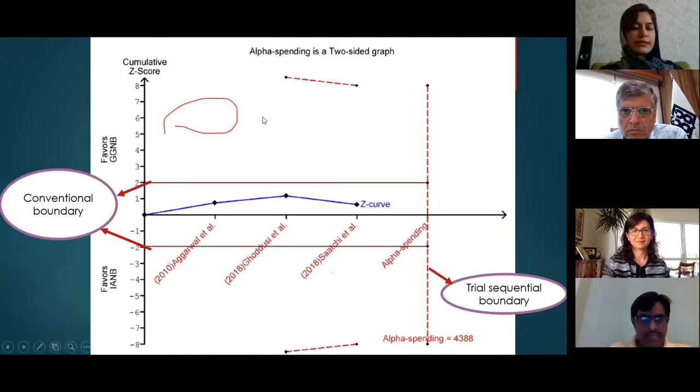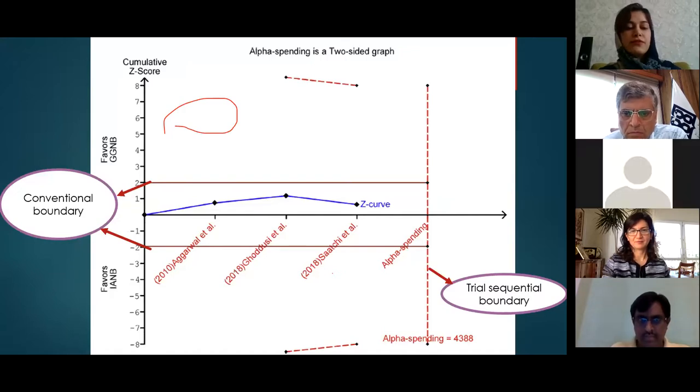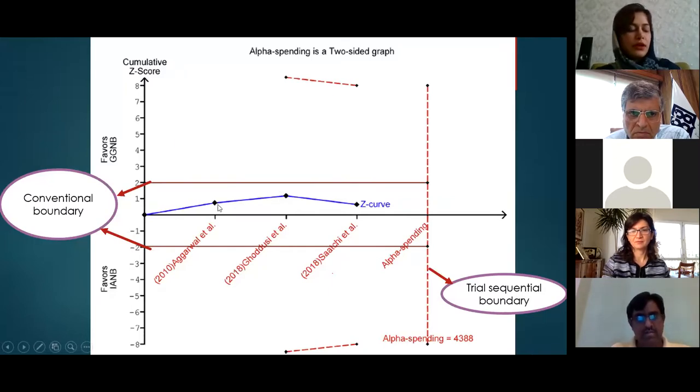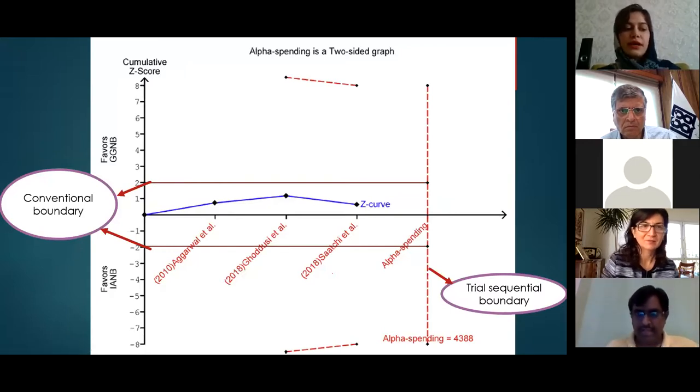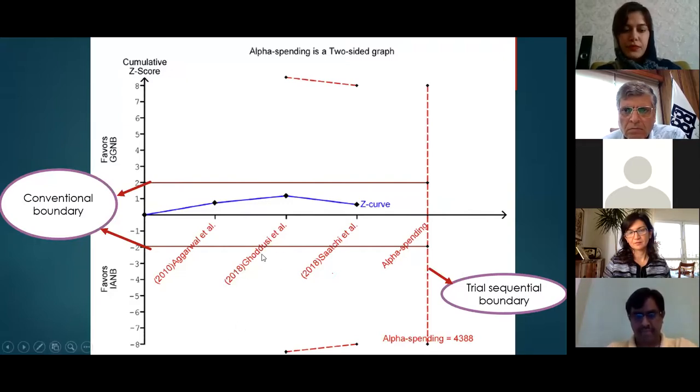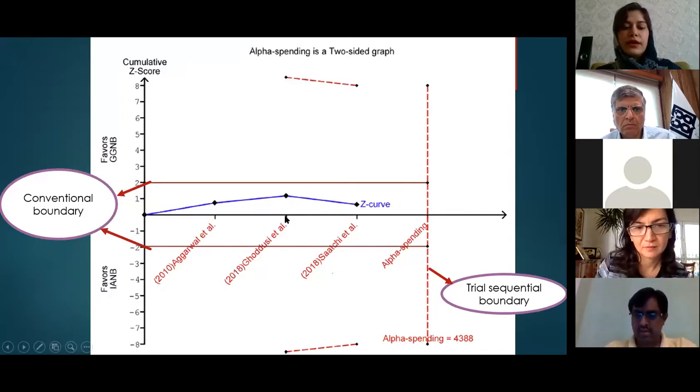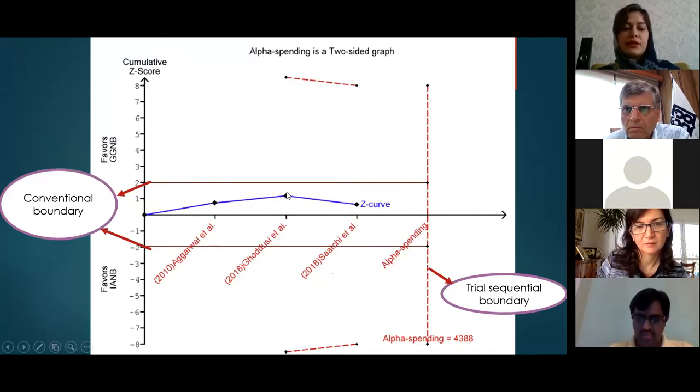Okay, this is the plot. This is the figure for this analysis. I want to explain. This is the Z-curve. The Z-curve is the cumulative of Z scores of the studies, which is the position of the raw result of the studies in terms of their distance from the mean value. This is the line of mean value, and this is the distance from mean value when measured in standard deviation units.